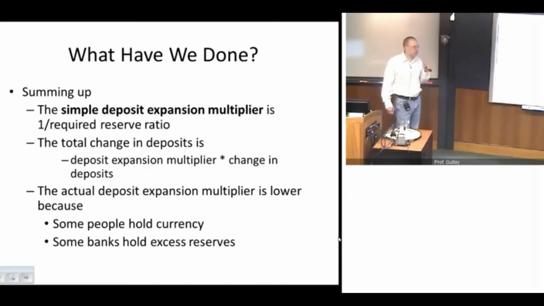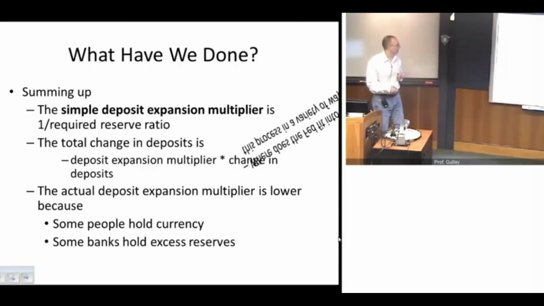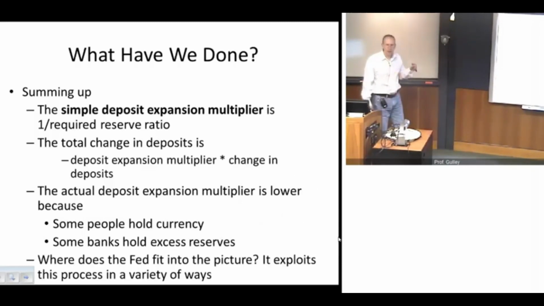And so what we'll do in a subsequent video is relax both of those assumptions to see what happens if you deposit $1 in a bank, how much does the money supply actually change? And it changes by a much lesser amount than our simple example here. And then what we'll also see in subsequent videos is how the Fed or any central bank fits into this money supply creation process. We'll see exactly how that works again in subsequent videos. And we're done.